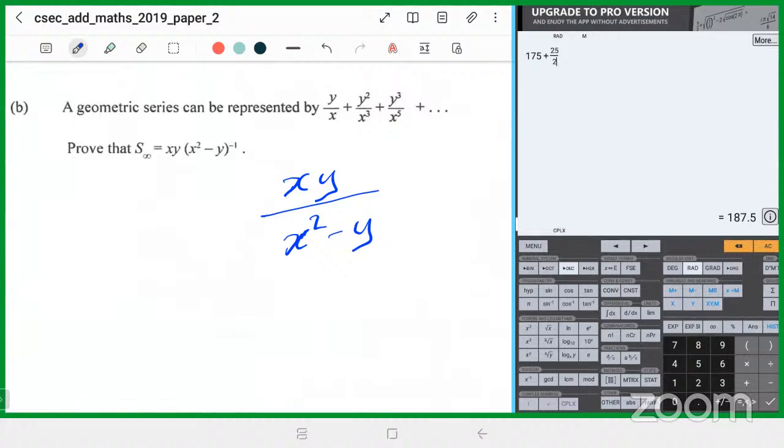If you work towards getting this xy on top, it will work itself out. Whatever expression you have, just make the adjustment. And usually you make the adjustment by multiplying the numerator and denominator by some value. You have to learn that skill, to get what you want, to get what they tell you to prove.